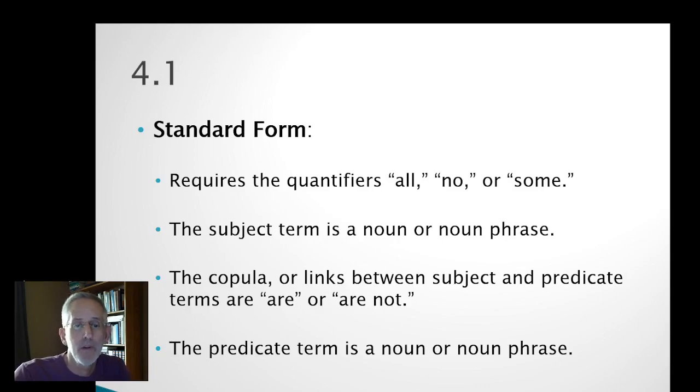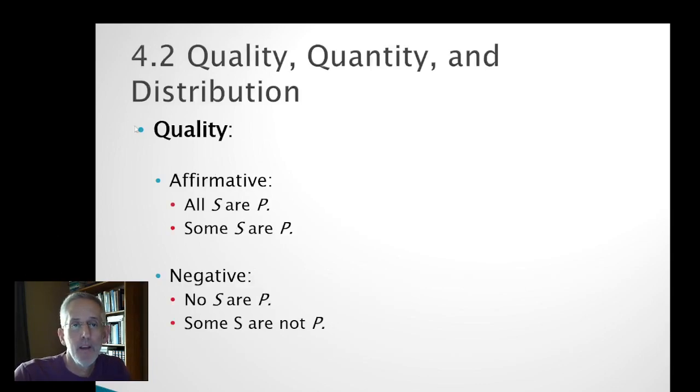Okay, so moving to the next slide. Let's talk about quality, quantity, and distribution. When we use the term quality in relation to categorical propositions, it's either going to be affirmative or negative, and this is super easy. The categorical propositions all S are P and some S are P are considered to be an affirmative quality because they're asserting something positively. They're saying all S's are members of the P class, or some S's are members of the P class.